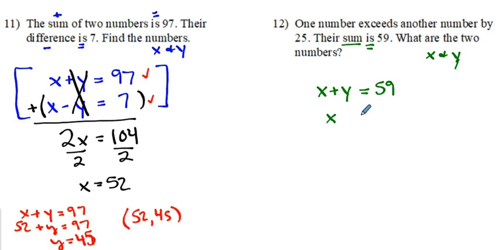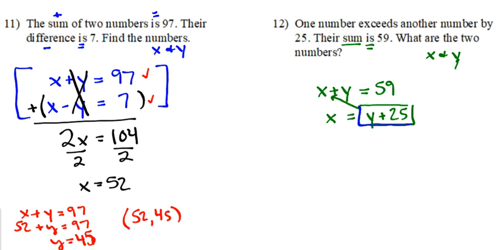One number exceeds another number by 25. So let's say that x is the big number. That's just going to be y plus 25. Okay? So if I have a number and I make it 25 bigger, I would get the other number, right? A number plus 25 is x. Okay, and this one, you could make it be elimination if you wanted, but it's set up really well to substitute. I know what x is, so I can plug it into that equation.